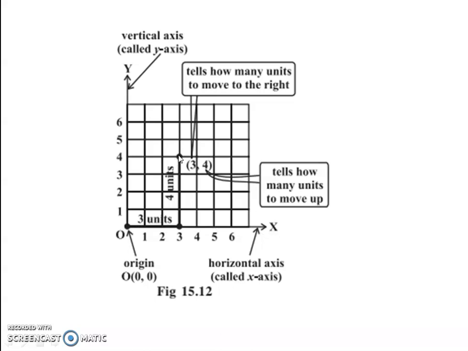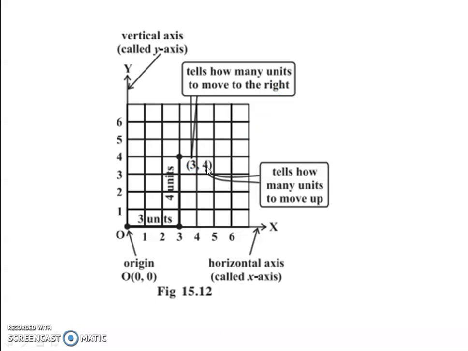Now you can see a point here, and the point is indicated by two numbers written in a symbol bracket. The two numbers will be separated by a comma. The first number is the distance along x-axis. You can see here 3. So we have moved along x-axis 3 units. 1, 2, 3. That is the first number. The first number tells how many units to move to the right.